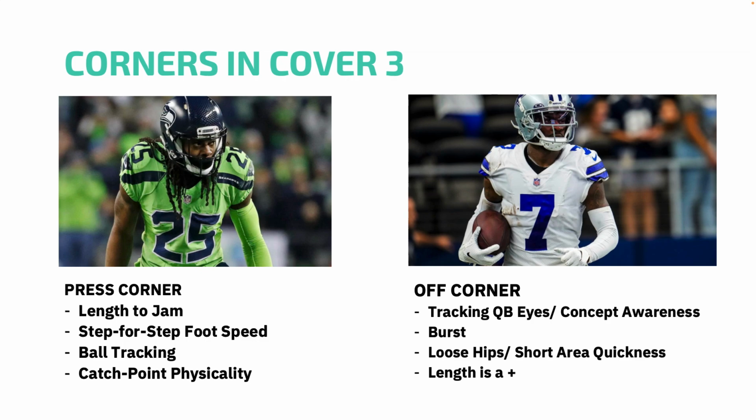Secondly to that, ultimately you're going to need speed. If you're going to be operating out of a press alignment, you're going to have to be responsible for a sideline fade, a deep route, a comeback, for example. Those type of routes where you're really challenged one-on-one, even though it's zone coverage, because you're going to be tracking that receiver downfield. So you need to have that step-for-step foot speed.